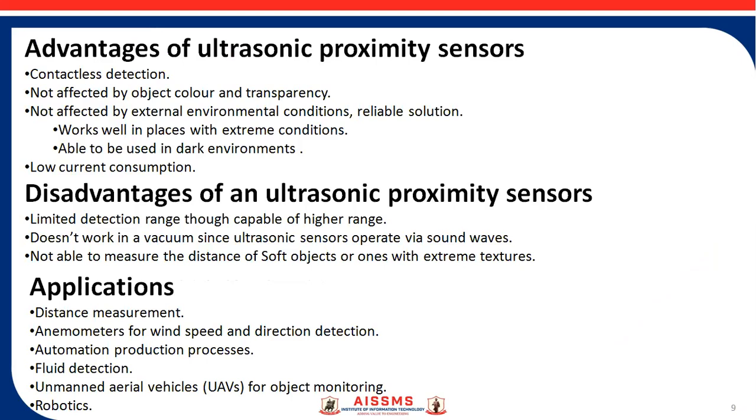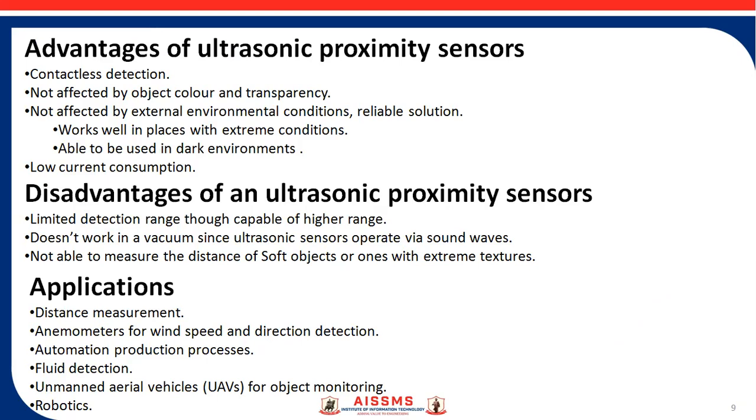Advantages of ultrasonic proximity sensors. It has contactless detection. It is not affected by object color and transparency, and not affected by external environmental conditions. It is a reliable solution, works well in places with extreme conditions, can be used in dark environments, and it has the advantage of low current consumption.